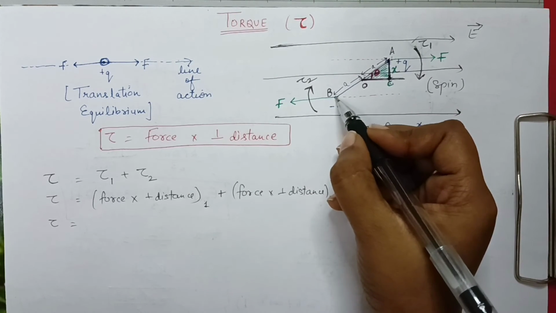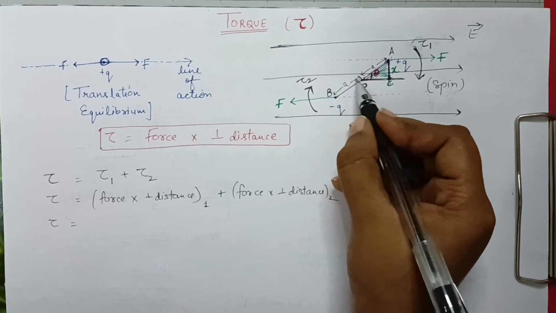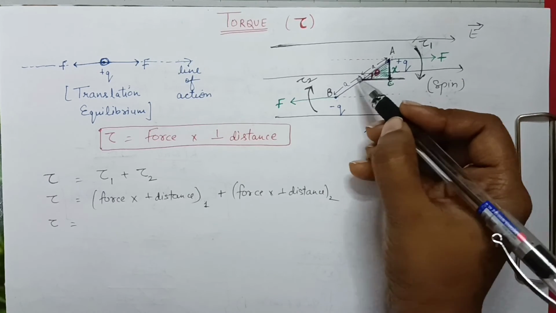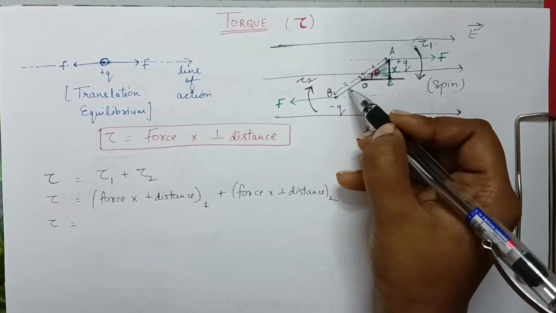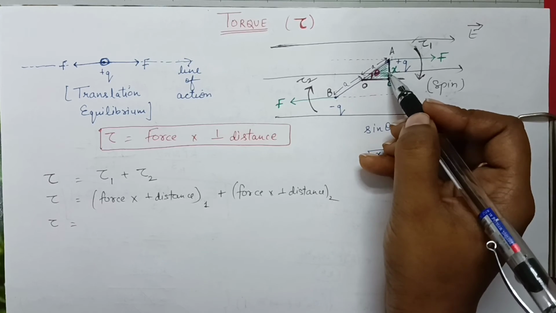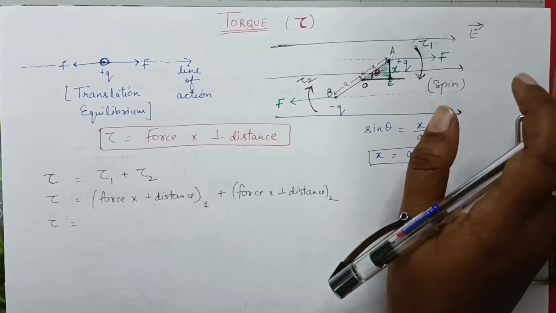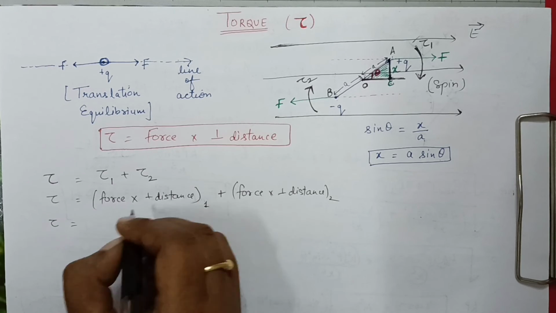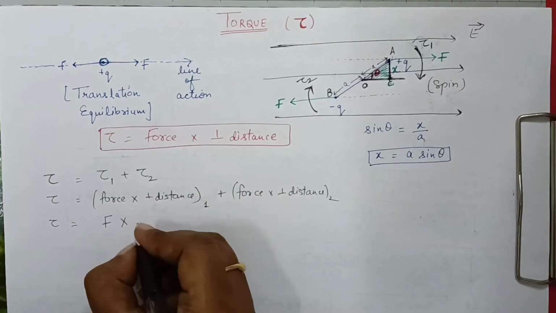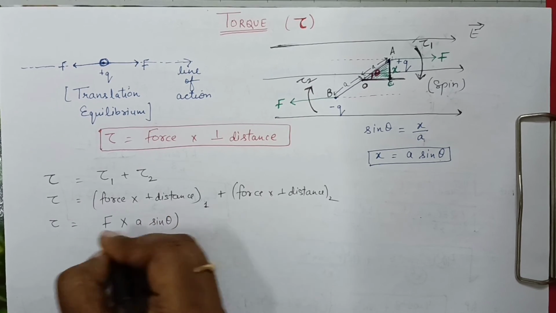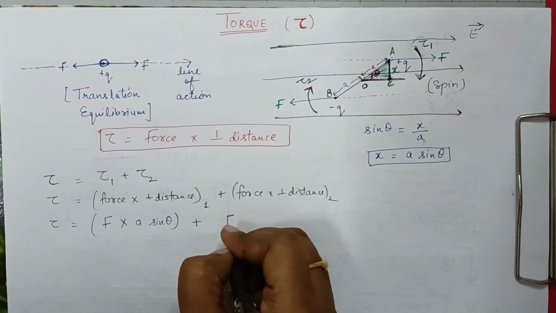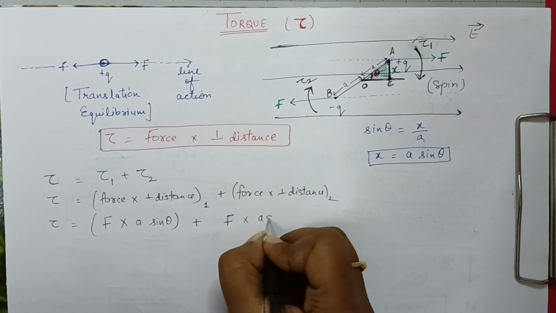Similar will be the case for the minus q charge. The perpendicular distance will also be a sine theta, because here also if we make a triangle, we will have the angle theta and perpendicular distance x, just like this one. So the perpendicular distance will be the same. So for the first case, force will be F multiplied by perpendicular distance x, where x is a sine theta, plus for the second case, that is for minus q charge, we also have force F multiplied by a sine theta.